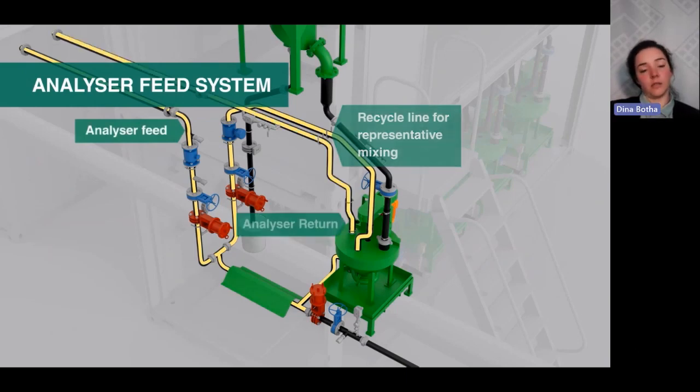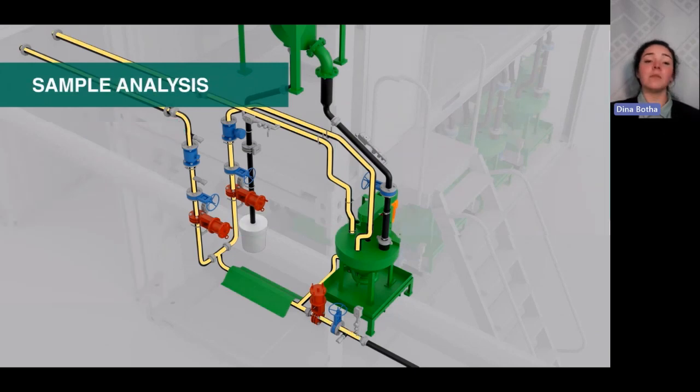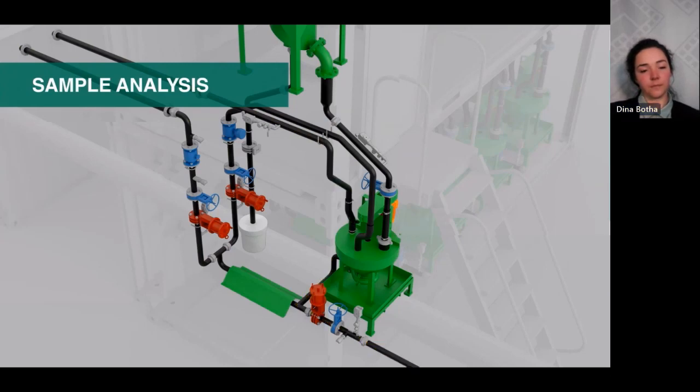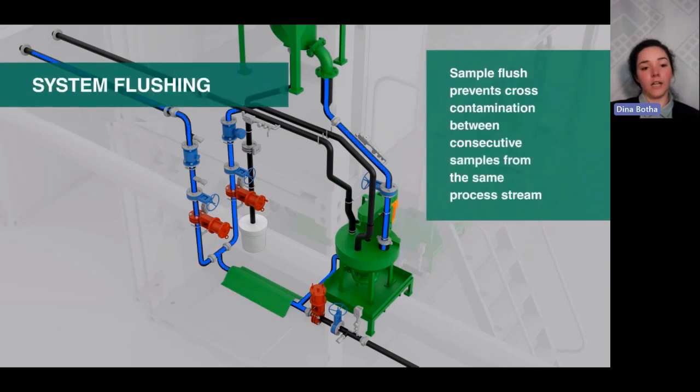After the material is done with analysis, it is discharged through a discard line and can be pumped back to your process stream if so required. Then, after the sample has been analyzed, the process line is flushed with water to ensure that there is no cross-contamination between this sample and the next.